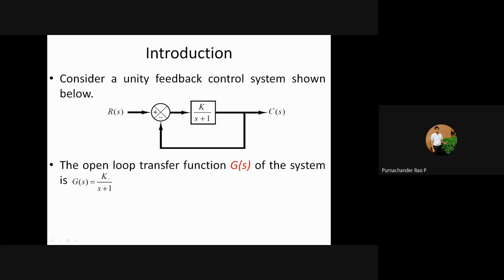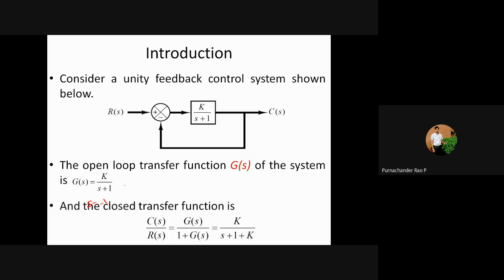Here the system has one pole at s equal to minus 1. As the value of K varies, the root magnitude varies. This is an open loop system, and s equal to minus 1 is the open loop pole. Then if we take up a closed loop system, the transfer function C(s) by R(s) is equal to G(s) by 1 plus G(s), as H(s) is equal to 1. So your new transfer function will become K by (s plus 1 plus K).